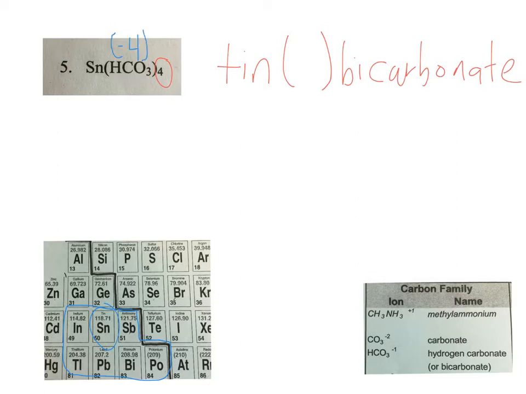And if the total on the negative side is -4, that means the total on the positive side must be +4. We only have 1 tin, so that means that 1 tin must be a 4 positive or +4 charge. So we're going to write a Roman numeral 4 in for the charge.